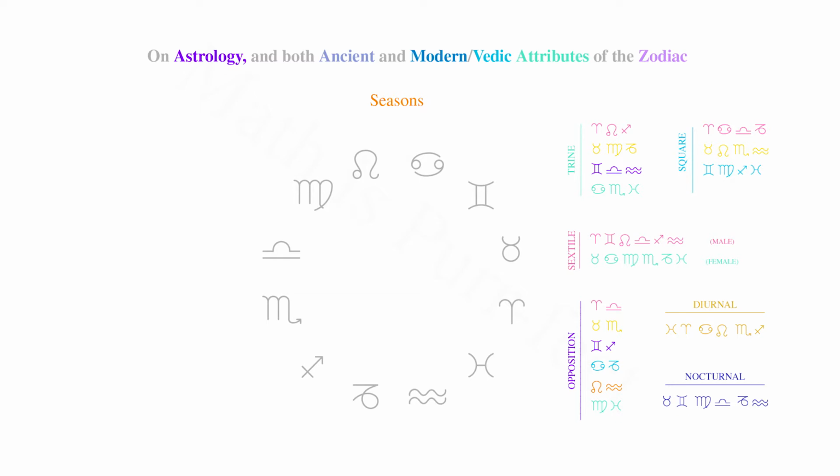To the season of spring is assigned Pisces, Aries, and Taurus. To summer are Gemini, Cancer, and Leo. To autumn is assigned Virgo, Libra, and Scorpio. And to winter are Sagittarius, Capricorn, and Aquarius.